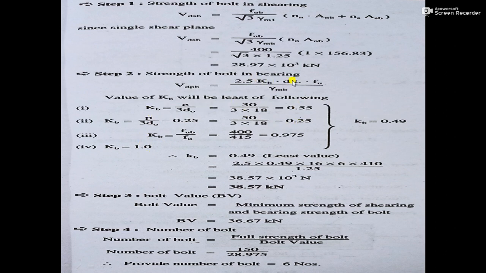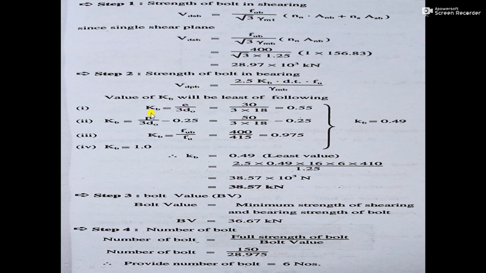Now d is the nominal diameter, t is the thickness of plate, fu is the ultimate stress in plate, that is given as 410, and gamma mb is taken as gamma m1, that is 1.25, the partial safety factor for ultimate stress. Put all these values in this formula. While putting the values you have to calculate the value of kb, that is the bolt constant.